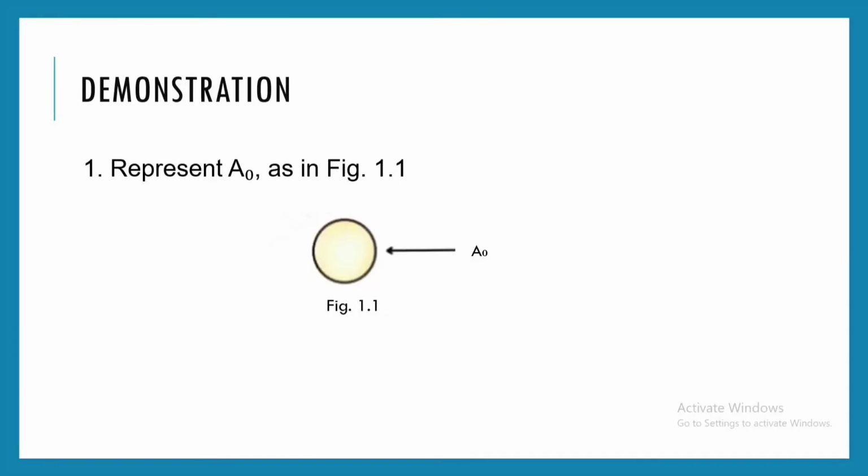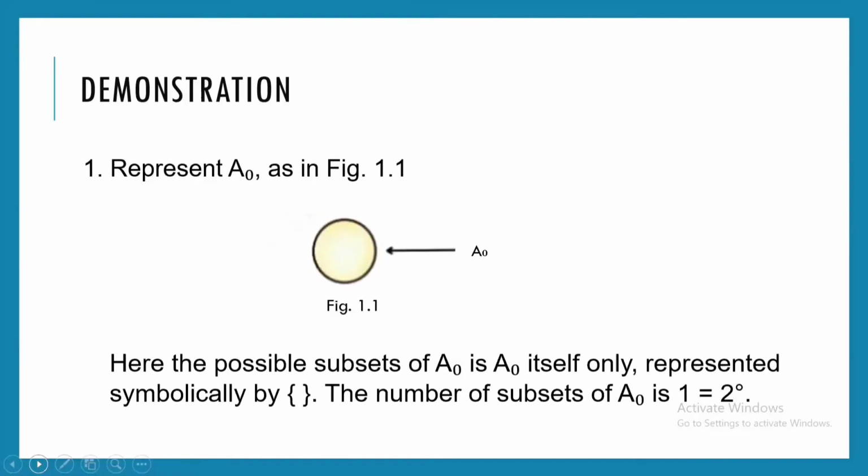You all know that how many subsets are there for an empty set? An empty set has only one subset, which is A0 itself, the empty set, represented symbolically by these two curly brackets without an element. There's another way to represent this empty set, but I've used this notation, two curly brackets without any element in it. So the number of subsets here is going to be how much? It is 1, and 1 I can say it as 2 raised to the power of 0, right?